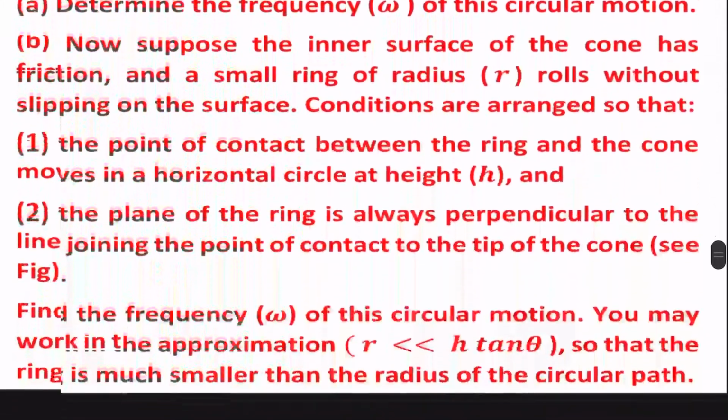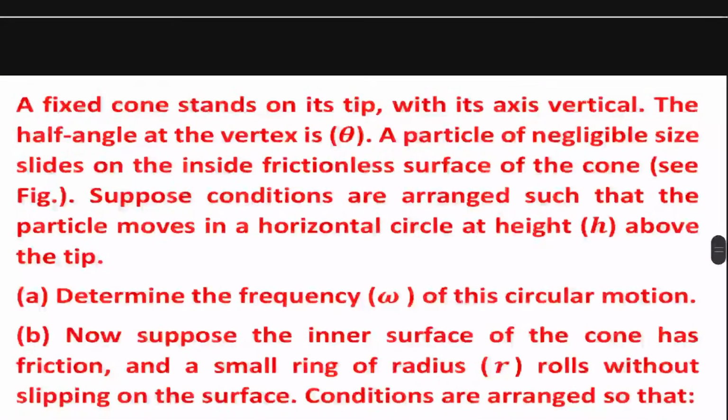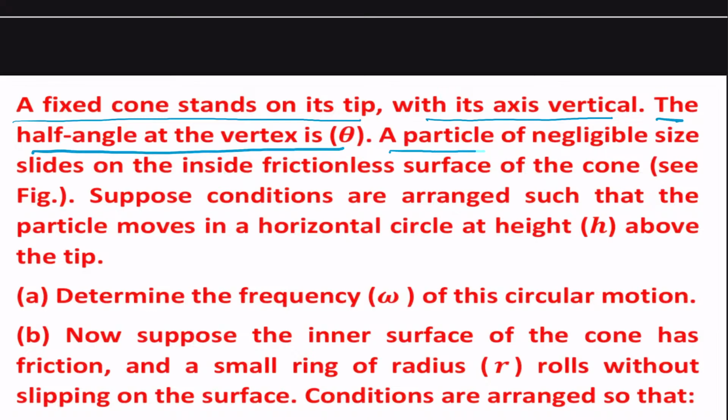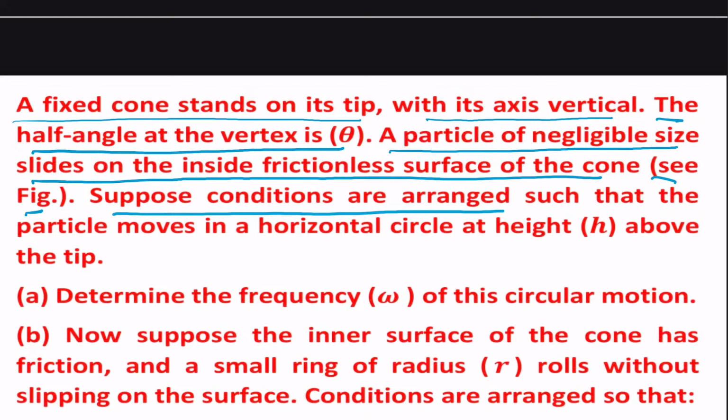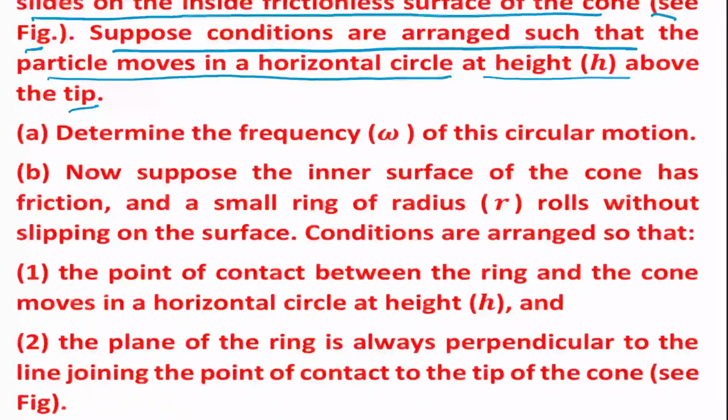Now we come to the second question. In this second question it states that a fixed cone stands on its tip with its axis vertical. The half angle of the vertex is theta. A particle of negligible size slides on the inside frictionless surface of the cone. See figure. Suppose the conditions are arranged such that the particle moves in a horizontal circle at a height h above the tip. Determine the frequency omega of this circular motion.